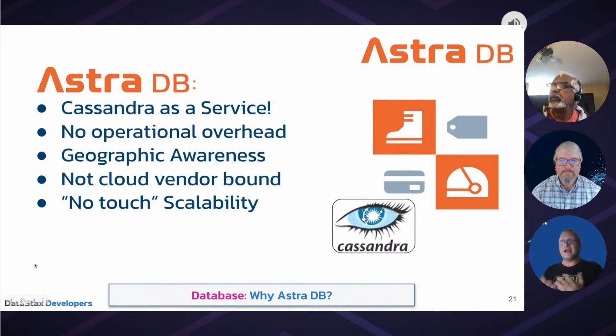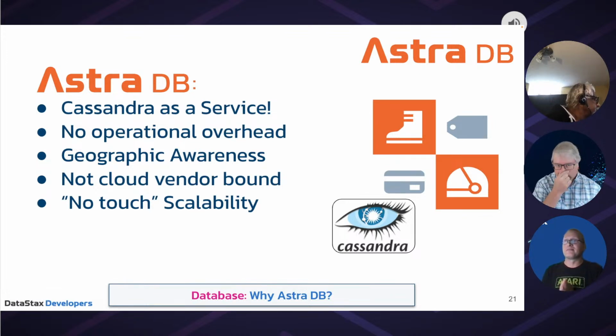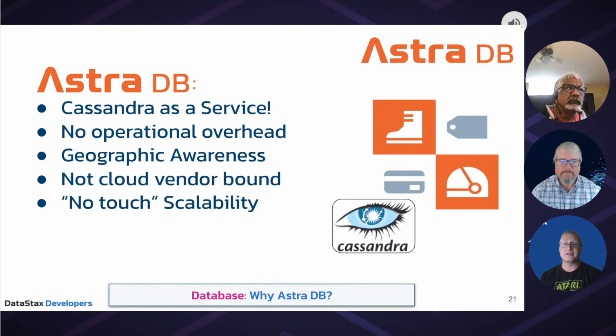Now, Astra, of course, is Cassandra as a service, essentially run by DataStax. The great thing about it is that there's no operational overhead. So you get that no-touch scalability. And it's not bound to a single cloud vendor either. You can run it on AWS or GCP or Azure. And of course, you get that Cassandra best-in-class geographic awareness that it comes with as well.